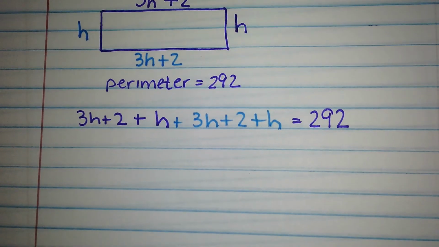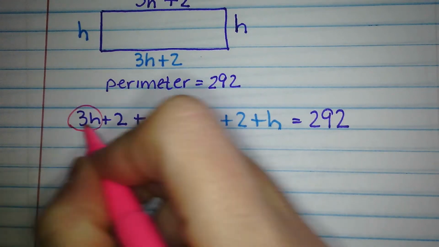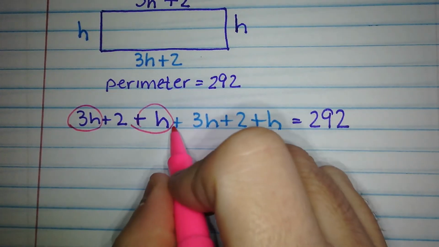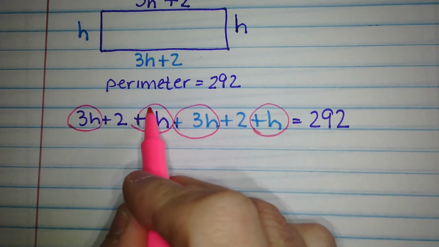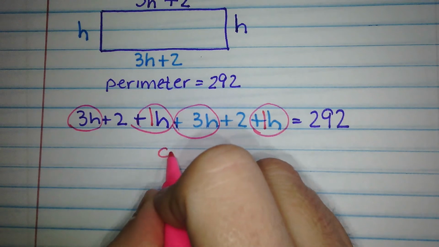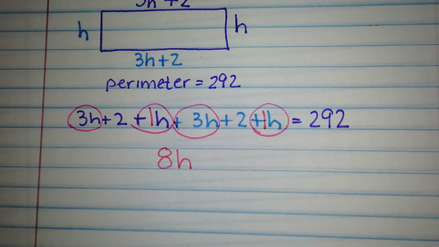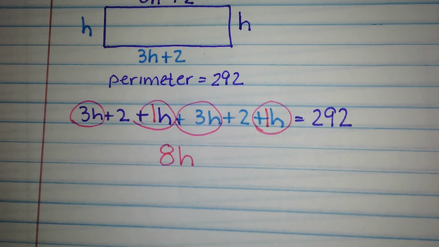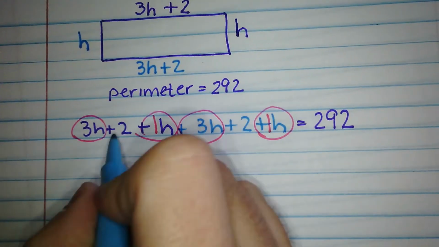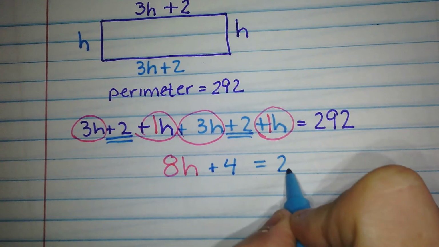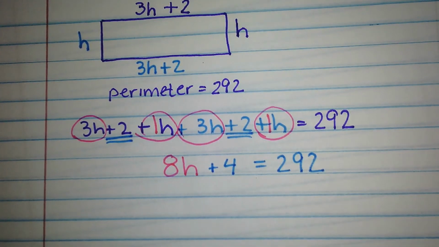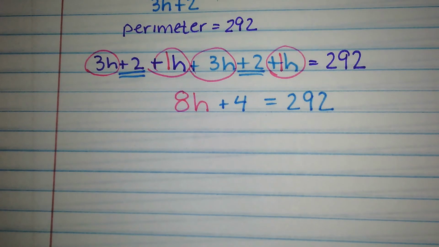Okay, so on the same side of the equals, I've got 3h plus 1h plus 3h plus 1h. So 3 and 3 is 6, that's a 7, and that's an 8. So that's going to be 8h. And then we have 2 plus 2, which is 4. Hopefully you can see that pretty clearly. And that's going to equal 292. Okay, so combine like terms and get them equal to that perimeter, and then we're going to solve for h. And h is the height of the picture.